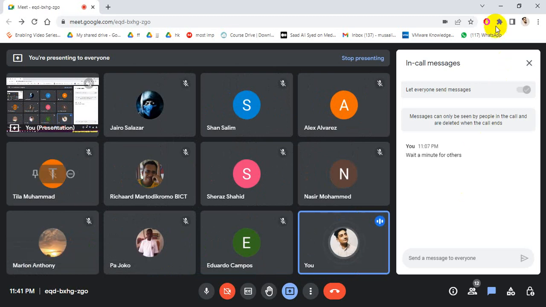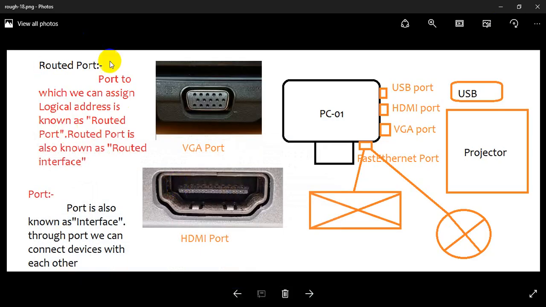I think you people don't know about non-routed ports. Let me make it clear. Routed port means a port to which we can assign a logical address or IP address. So non-routed port means a port to which we cannot assign a logical address or IP address. Simple as that. Not rocket science.